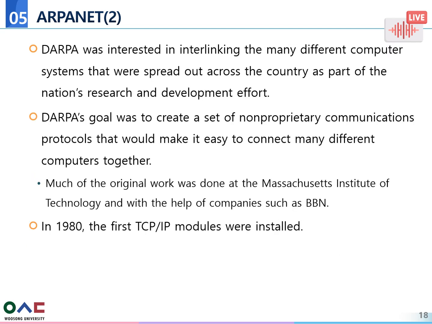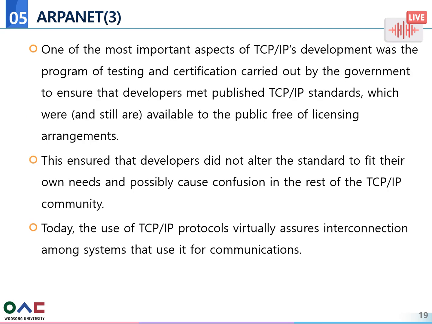DARPA was interested in interlinking the many different computer systems that were spread out across the country as part of the nation's research and development effort. DARPA's goal was to create a set of non-proprietary communications protocols that would make it easy to connect many different computers together. Much of the original work was done at the Massachusetts Institute of Technology and with the help of companies such as BBN. In 1980, the first TCP/IP modules were installed.